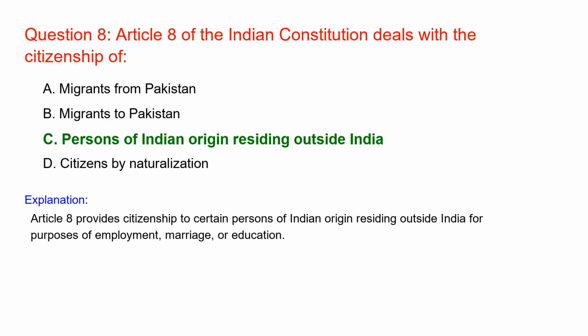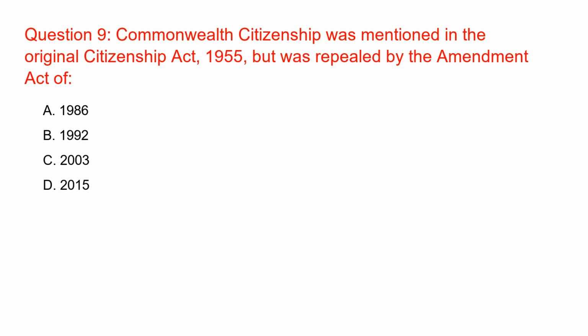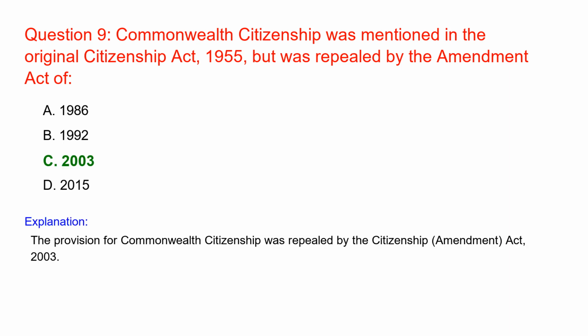Article 8 of the Indian Constitution deals with the citizenship of persons of Indian origin residing outside India. Article 8 provides citizenship to certain persons of Indian origin residing outside India for purposes of employment, marriage, or education. Commonwealth citizenship was mentioned in the original Citizenship Act, 1955, but was repealed by the Amendment Act of 2003. The provision for Commonwealth citizenship was repealed by the Citizenship Amendment Act, 2003.